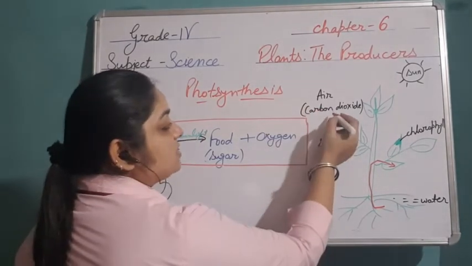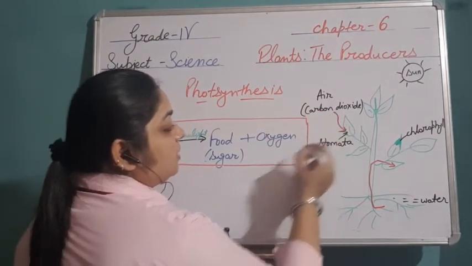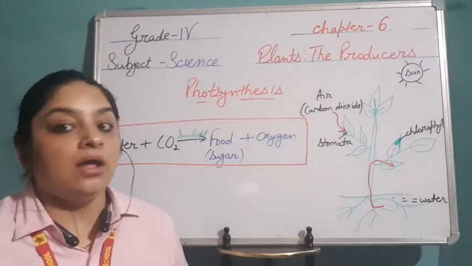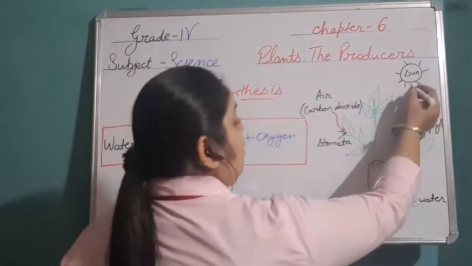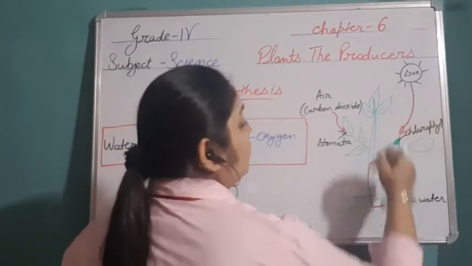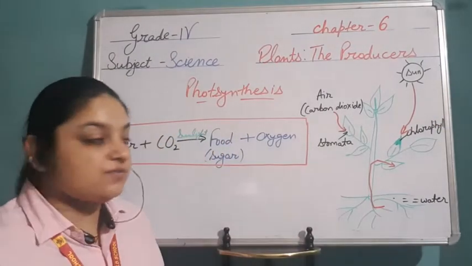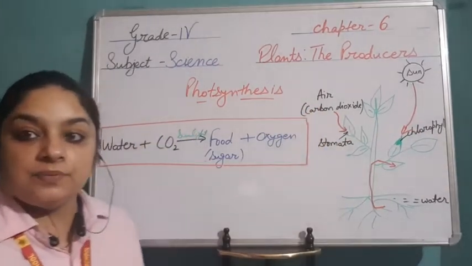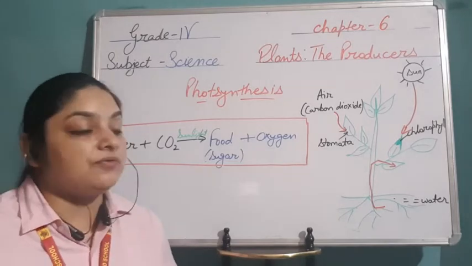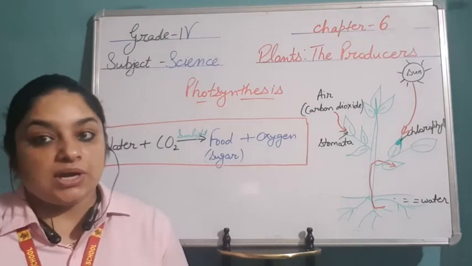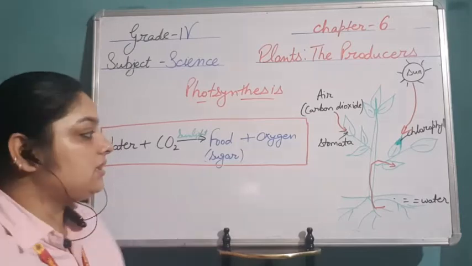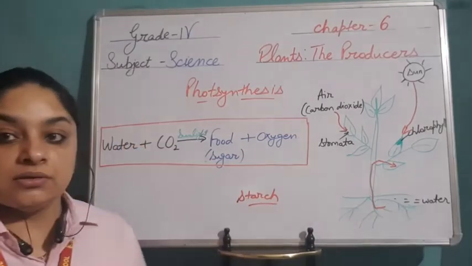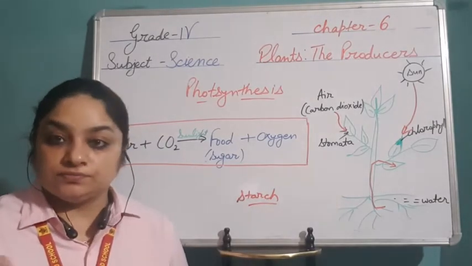Second, carbon dioxide through stomata. Leaves will get the carbon dioxide which is already present in the air. Sunlight is absorbed by chlorophyll. So leaves now have water, sunlight and carbon dioxide, everything. After this, leaves prepare the food in the form of simple sugar and extra food is stored in the form of starch. For example, rice, potato.